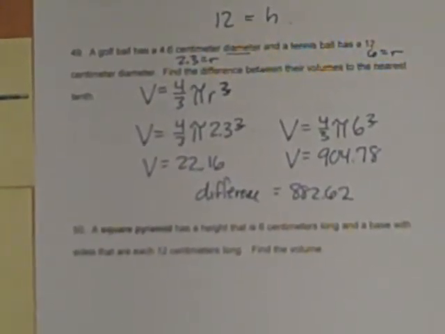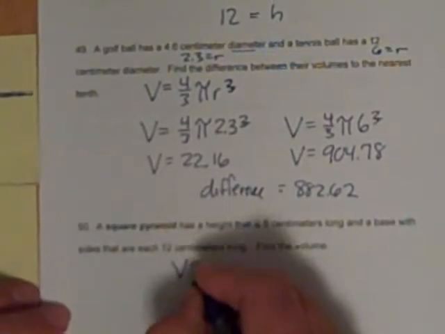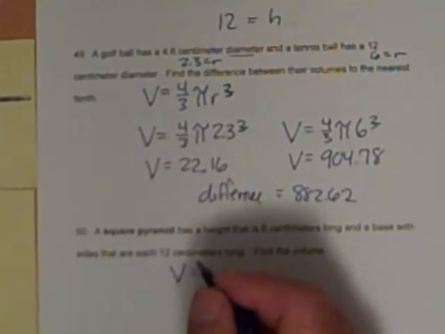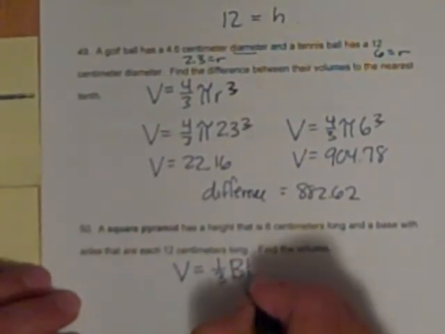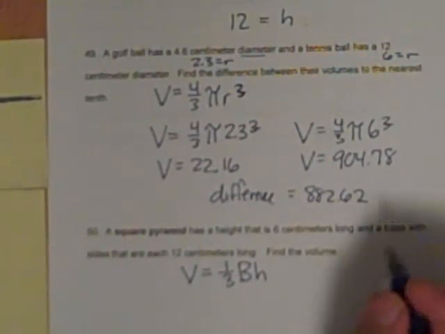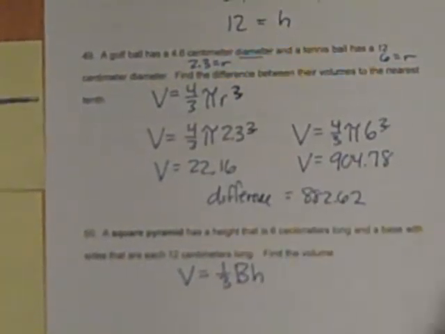Number 50. A square pyramid has a height that is 6 centimeters long and a base with sides that are each 12 centimeters long. Find the volume. Okay, the volume of a square pyramid is 1/3 the area of the base times the height. We're given the height. We're given the sides of the base.